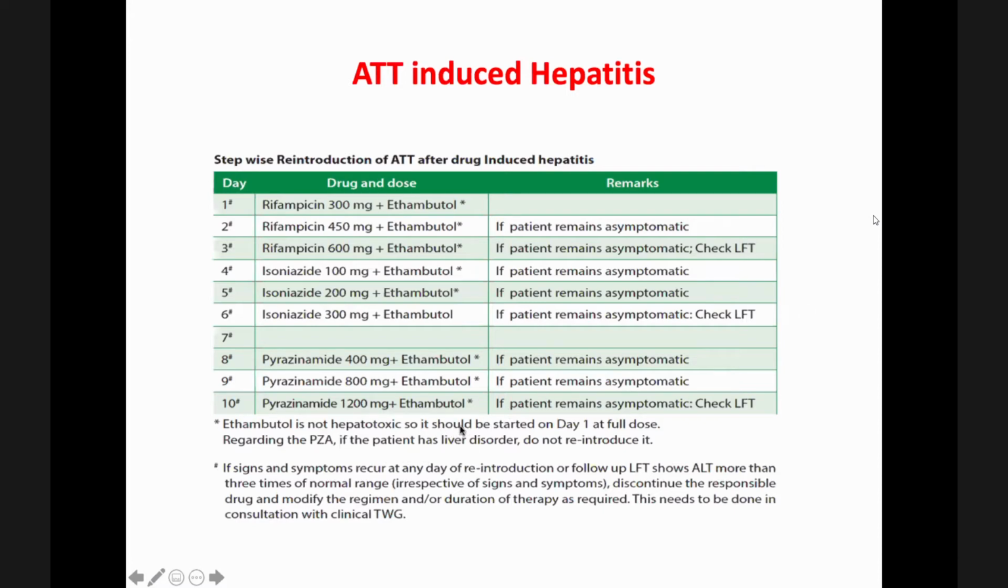Pyrazinamide should not be started on day 1 as a full dose. If the signs and symptoms recur on any day of reintroduction or follow-up, or the LFT shows ALT more than 3 times the normal range irrespective of signs and symptoms, discontinue the responsible drug and modify the regimen and the duration of therapy as required. Okay, so this is given by a technical working group.